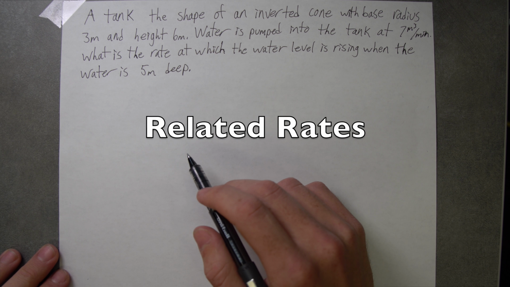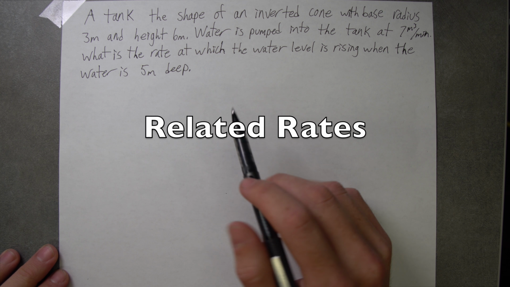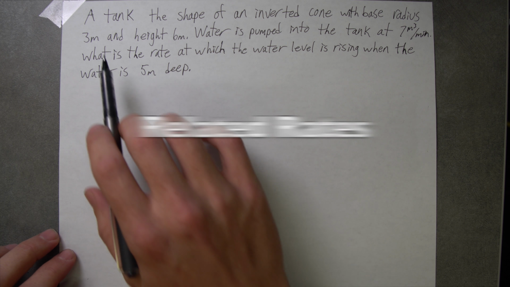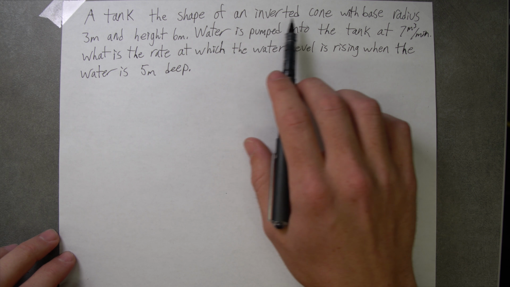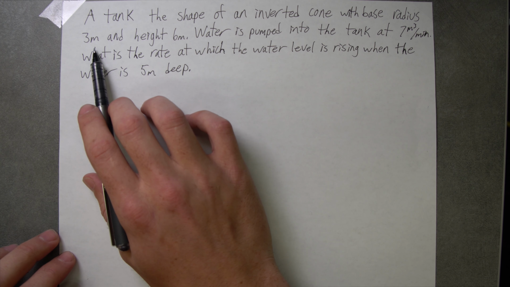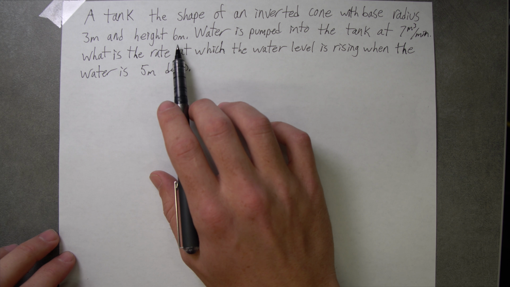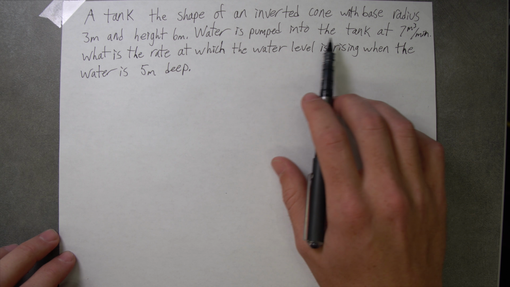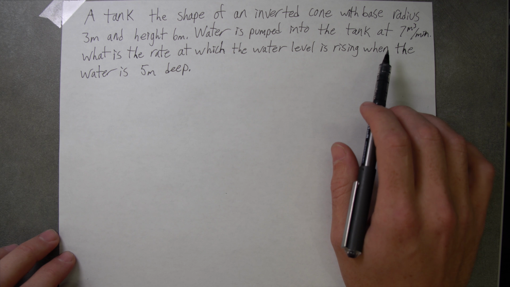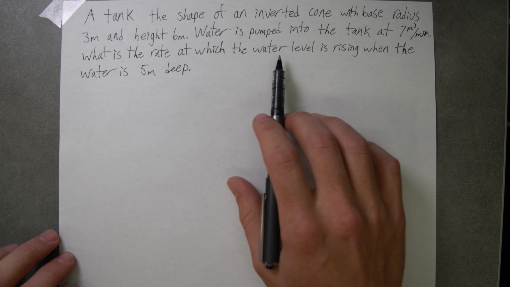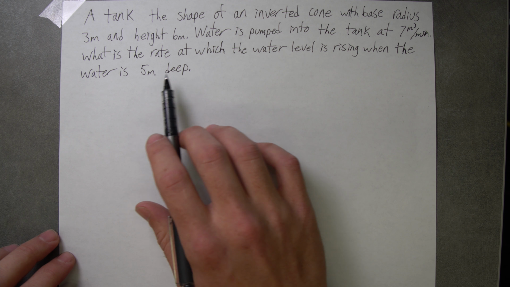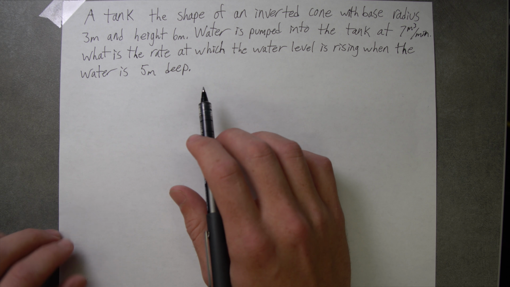Today we're going to be going over related rates. So we have this problem stated here. A tank the shape of an inverted cone with base radius 3 meters and height 6 meters. The water is pumped into the tank at 7 cubic meters per minute. What is the rate at which the water level is rising when the water is 5 meters deep?